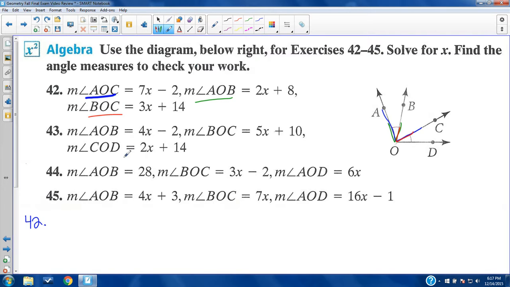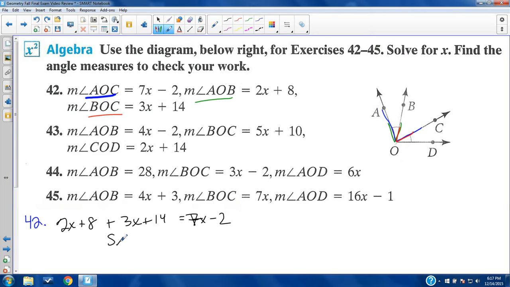Then after that, we have to find the angle measures. That's a part of it. Sometimes I may end up skipping that. We'll see. But if I add AOB with BOC, I get AOC. So 2x plus 8 plus 3x plus 14 is equal to 7x minus 2. So that's the beginning part there. And again, that's called the angle addition postulate. Adding two angles with a common side and common vertex give you the full angle measure there.